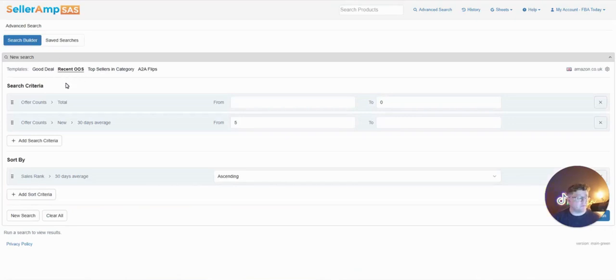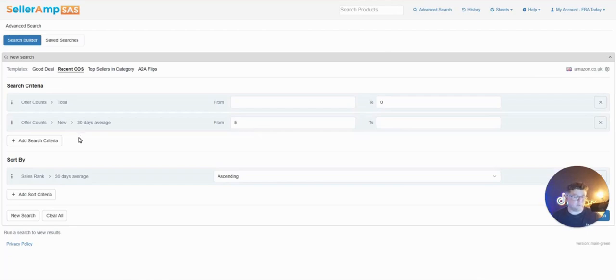Moving on now, we have got the recent out of stock template, and this one is very simple. As you can see here, the offer count is 0, so that means no one's actively selling the product at the moment. And we also have the offer count new 30-day average, which is 5 offers which have been previously selling this product. Obviously, they're now gone out of stock. These may be faster selling listings. Obviously, to lose 5 sellers on a listing and then totally sell out, we could be targeting some faster sellers.